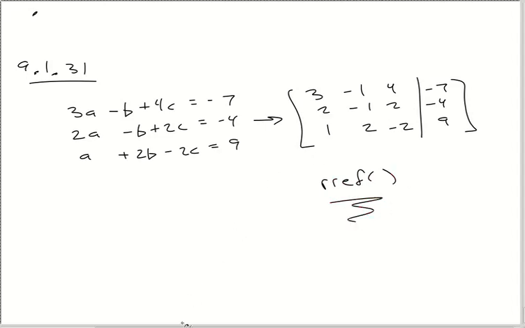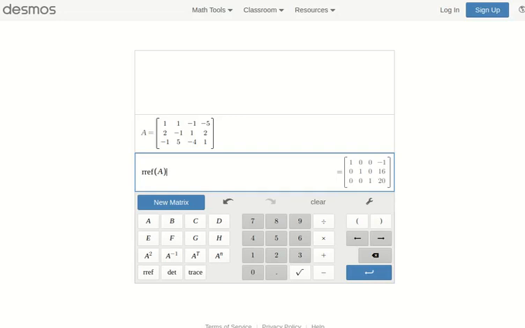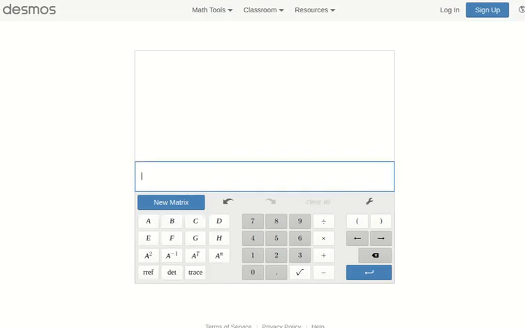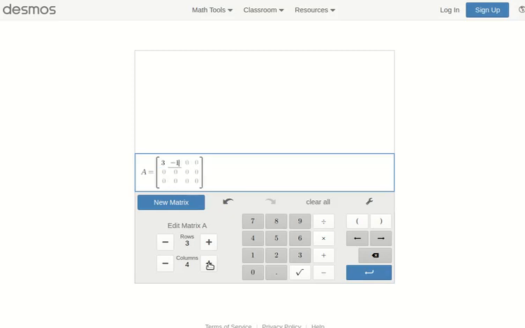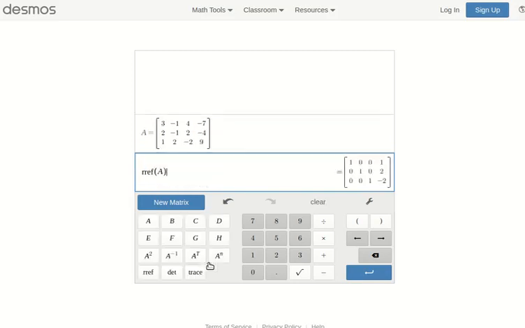And so here we go. I'm going to go and retype all this, I guess. If you've noticed, I've always started from the beginning here because it always starts with an A. Not required, but it definitely is helpful to do that. 3, negative 1, 4, negative 7, 2, negative 1, 2, negative 4, 1, 2, negative 2, 9. RREF of A.